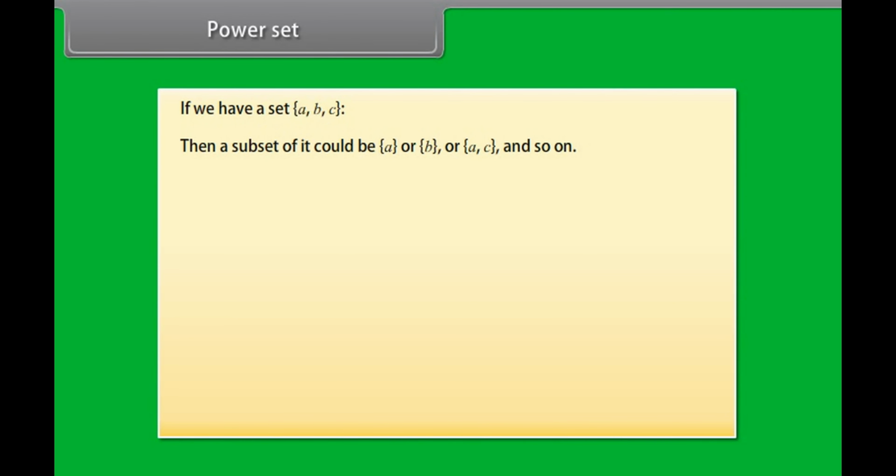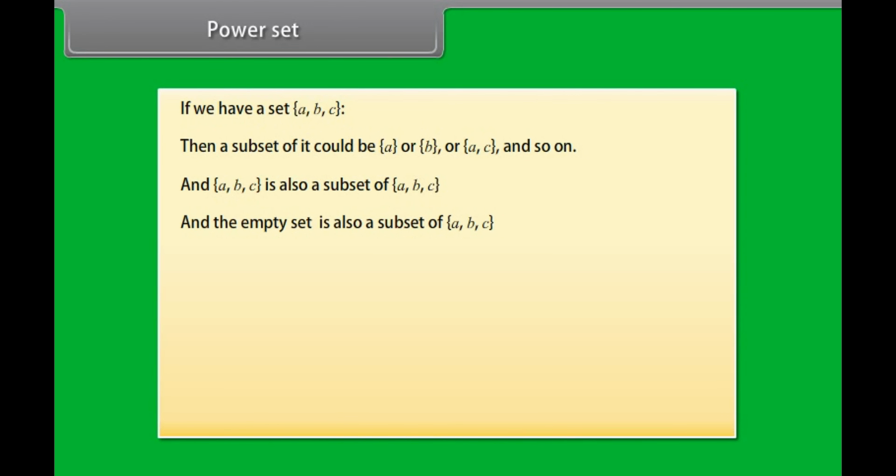Power set. If we have a set {a, b, c}, then a subset of it could be {a} or {b}, or {a, c}, and so on. And {a, b, c} is also a subset of {a, b, c}. And the empty set is also a subset of {a, b, c}. P(S) is equal to {{}, {a}, {b}, {c}, {a, b}, {a, c}, {b, c}, {a, b, c}}.